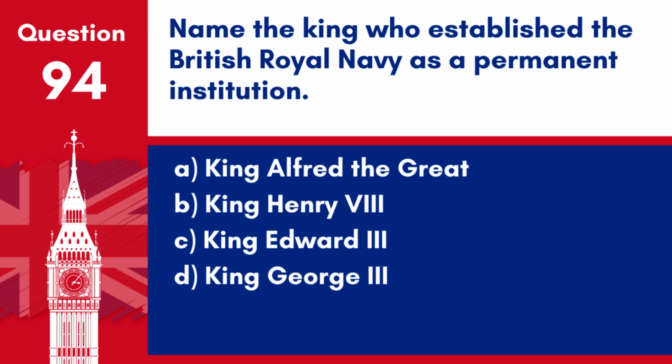Question 94. Name the king who established the British Royal Navy as a permanent institution. A. King Alfred the Great. B. King Henry VIII. C. King Edward III. D. King George III.